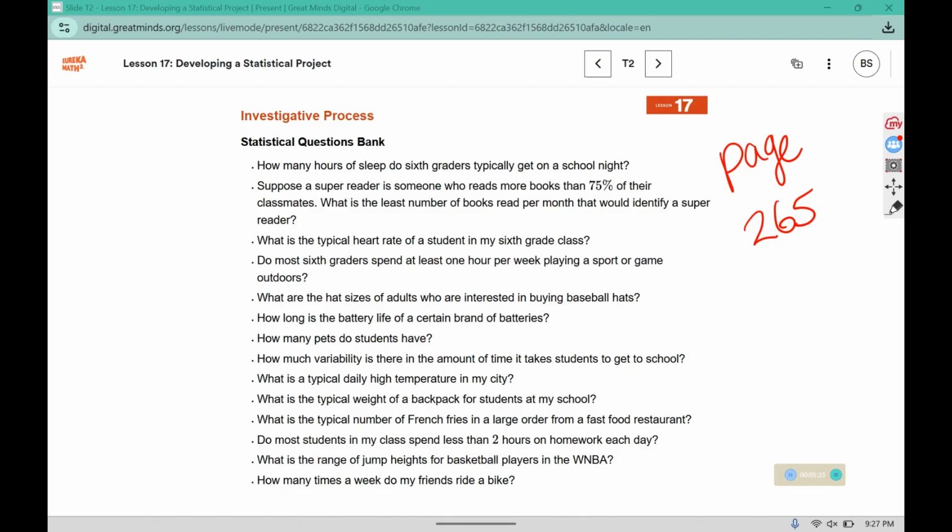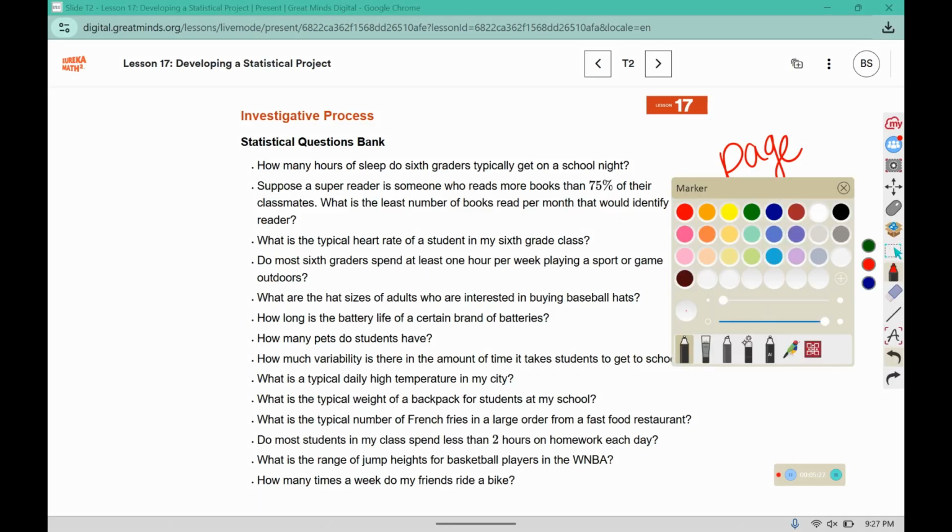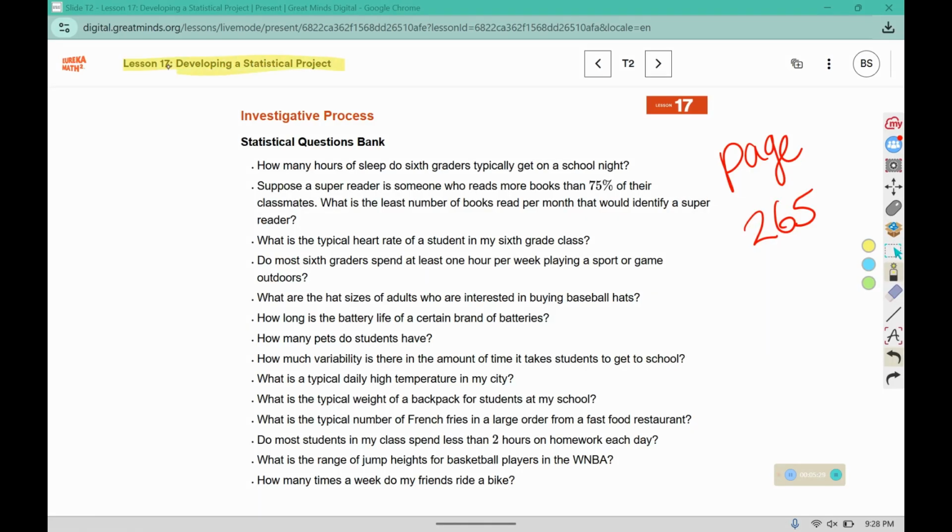Remember, back on page 265 in your workbook from lesson 17, we had a question bank of statistical questions that you might choose from, and you can use those as a guide to help you build your project for the lesson we're working on today.